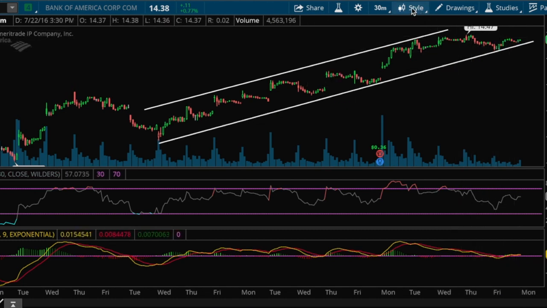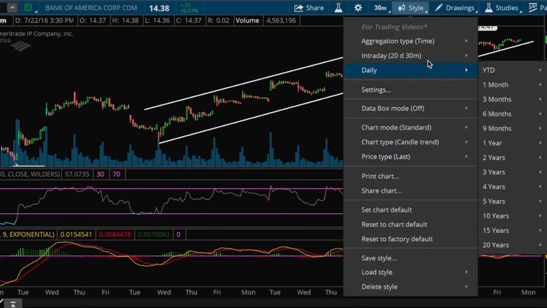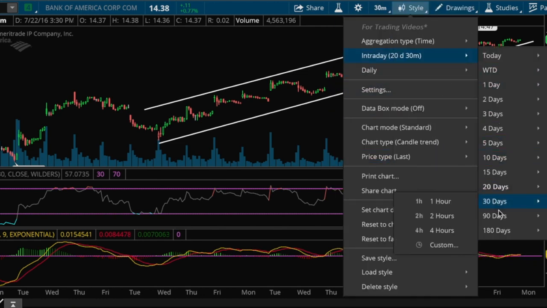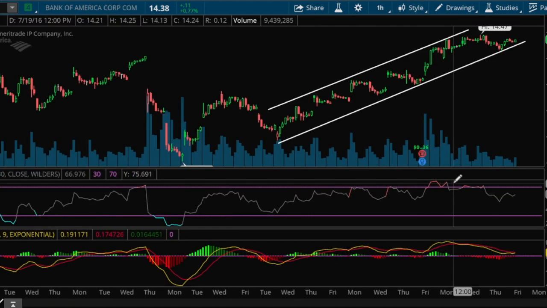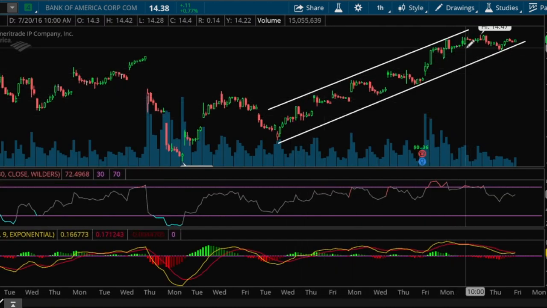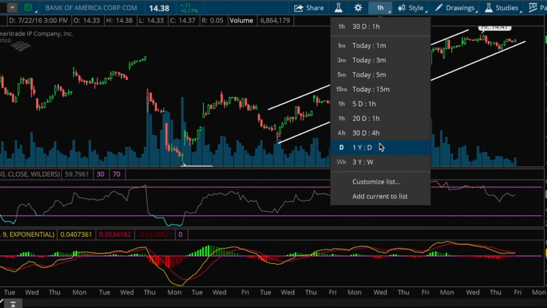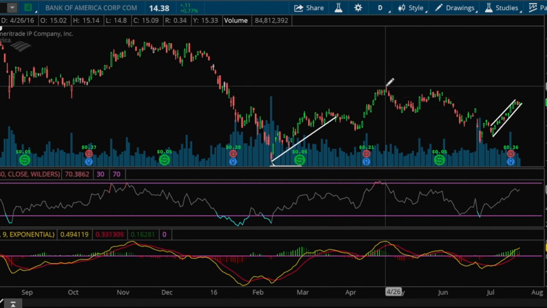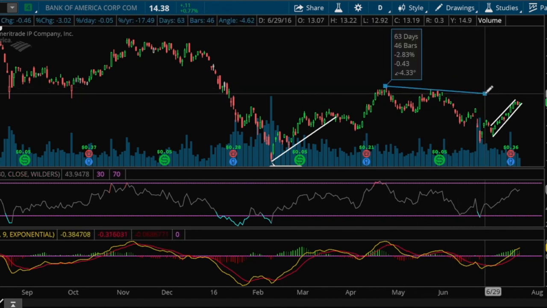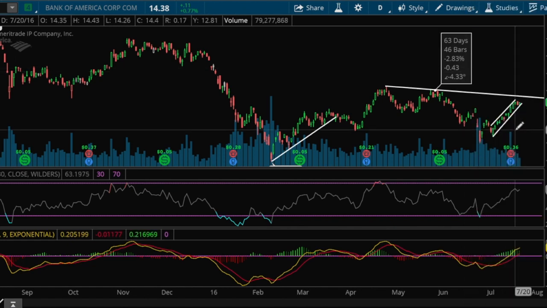So we think this is actually a really good time to buy Bank of America. If we extend this chart out a little bit, let's go to the 30-day, 1-hour. You can see just how awesome this uptrend is. Now looking at the daily, you're not going to run into any trouble just yet. You still have some room to run.